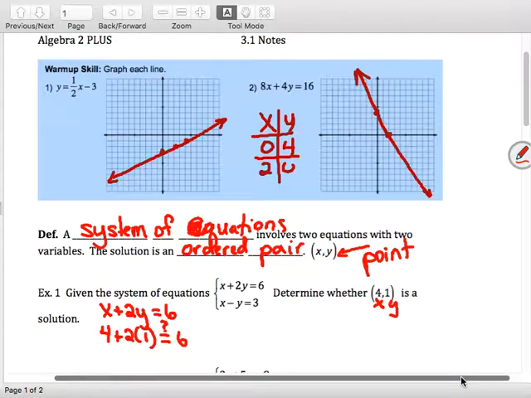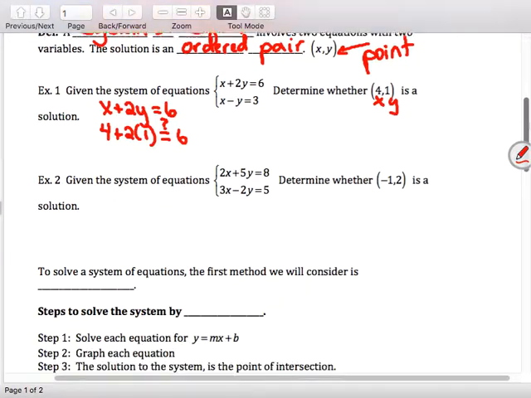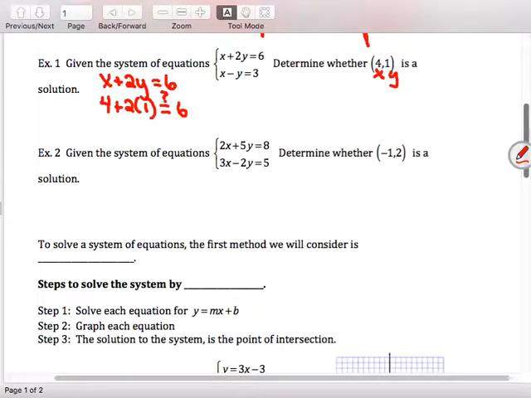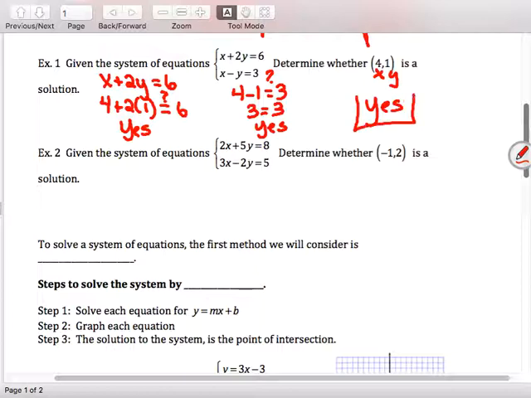And I like to put a little question mark here, because I don't know yet. So 4 plus 2 is 6, so this is a yes. That worked. And now we're going to do 4 minus 1 equals 3. Well, 3 equals 3 is a yes. So to determine whether it's a solution, you have to get 2 yeses in order for it to be yes to the system.